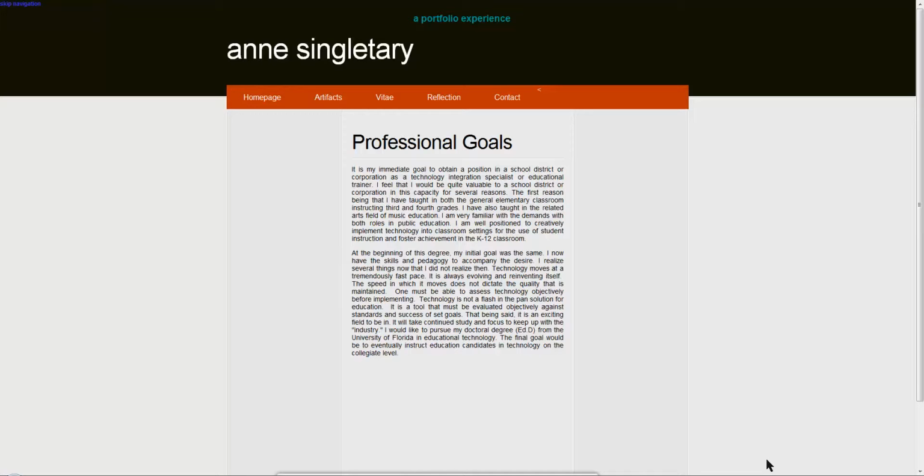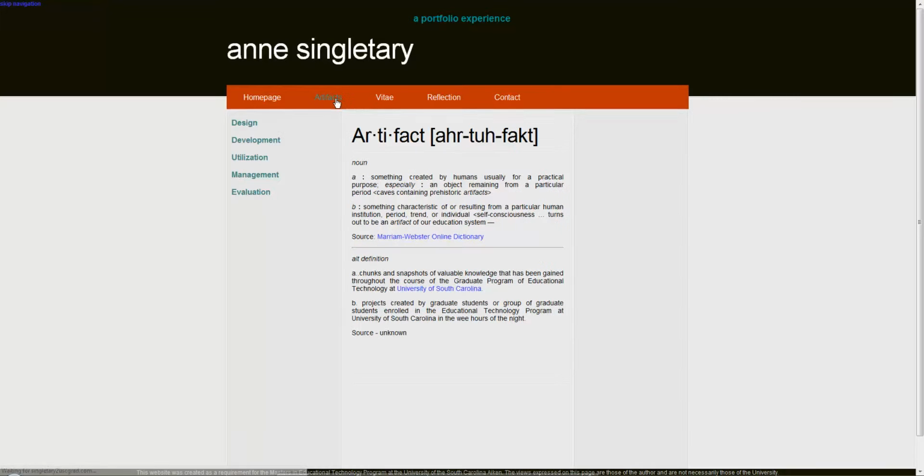My portfolio is organized with a main navigation bar at the top, which is visible on all pages of my portfolio. This is for ease of use. My artifacts are in a section that are all linked together, but yet the artifacts are separate. They will display and explain the AECT objectives of this degree.